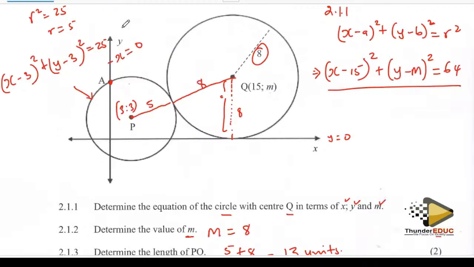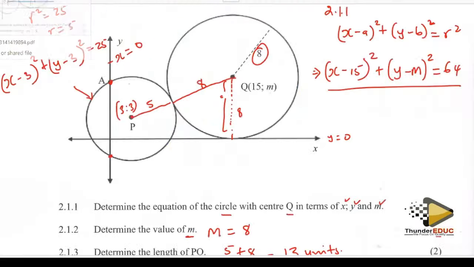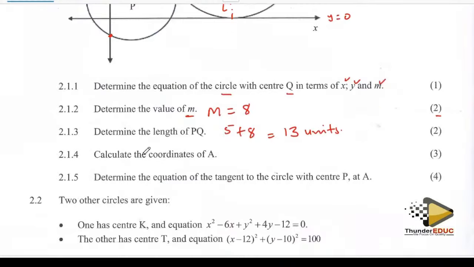Now, the question wants the coordinates of A. Since we have two values, you can see that the smaller circle is meeting the y-axis at 2 points. So now we need to choose selectively, or be very logical. So I'm going to say that my A is going to be (0, 7), since 7 is on the positive side. Okay, that is done.